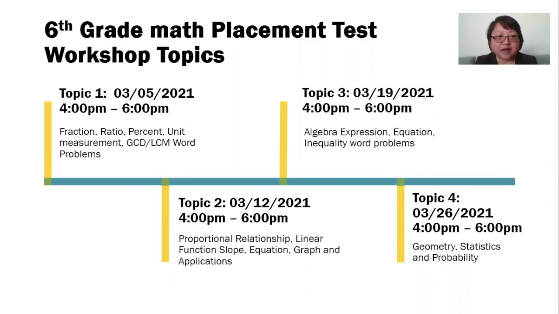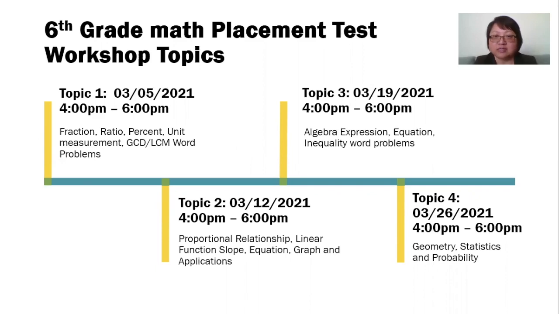Topic 1 is fraction, ratio, percent, unit measurement, GCD, LCM word problems. The class is on March 5th from 4 o'clock to 6 o'clock p.m. Topic 2 is proportional relationship, linear function, slope, equation, graph, and application. The class is on March 12th from 4 o'clock to 6 o'clock p.m.